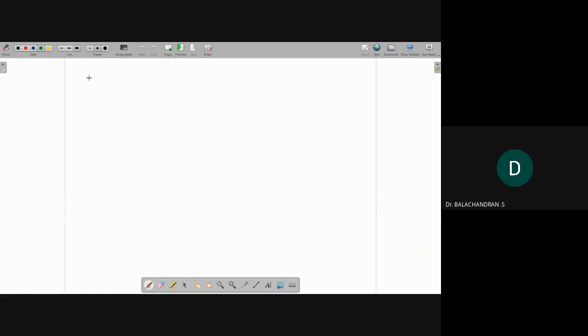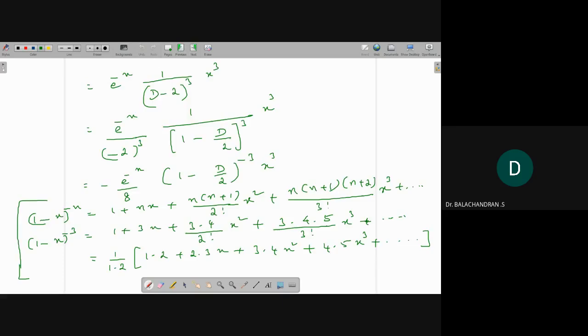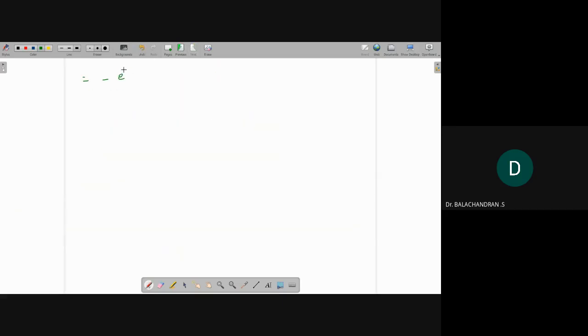Okay, next, I'll write the previous equation: minus e power minus x by 8 into (1 minus d by 2) whole power minus 3 into x cube.